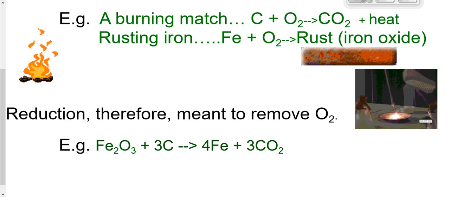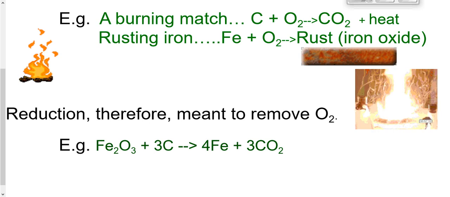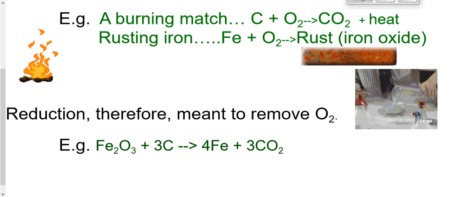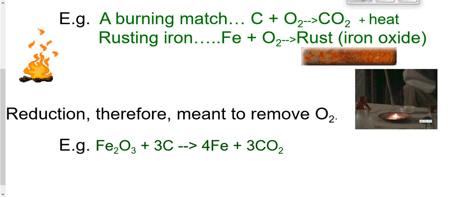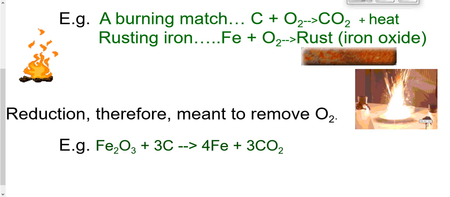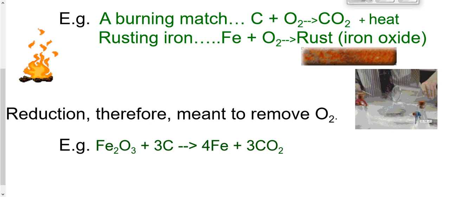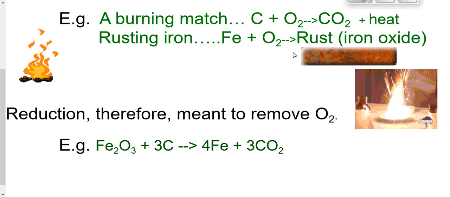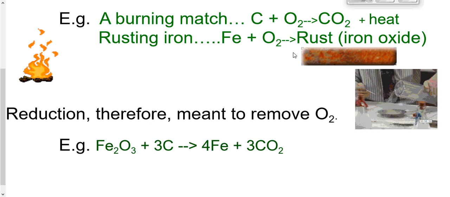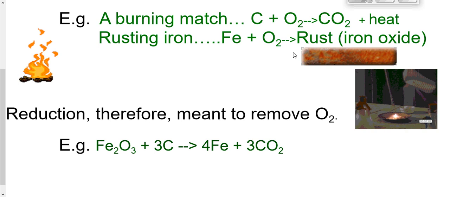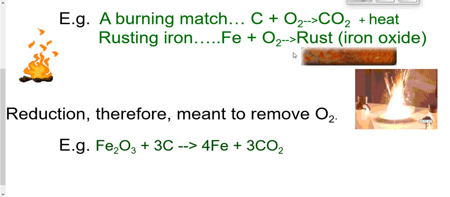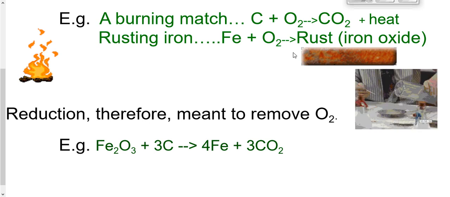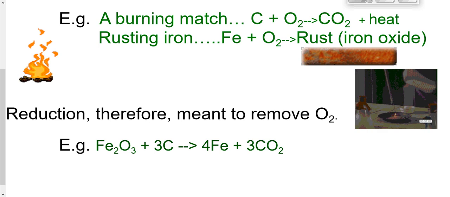Those are both oxidation reactions. Reduction then meant removing oxygen. And it's interesting that if you react rust, iron oxide, with carbon, the carbon will pull the oxygen off of the iron, pull the oxygen off the rust, and restore elemental iron. So originally we thought oxidation was just adding oxygen and reduction was just removing it. And that is true, but there are a lot more reactions that can be considered redox reactions.